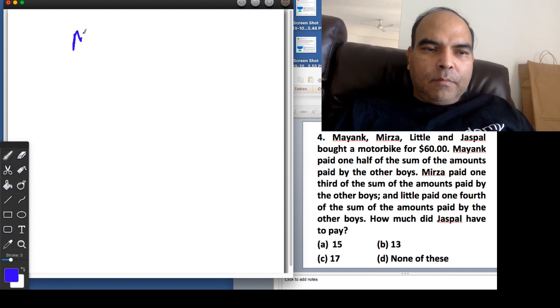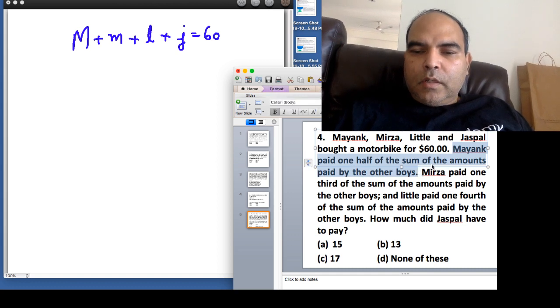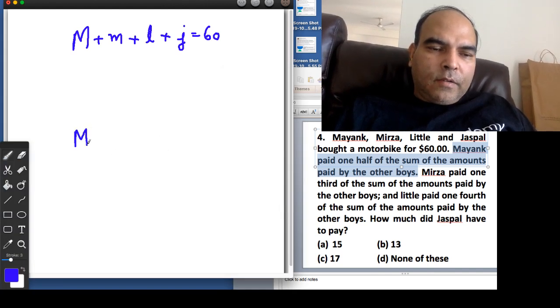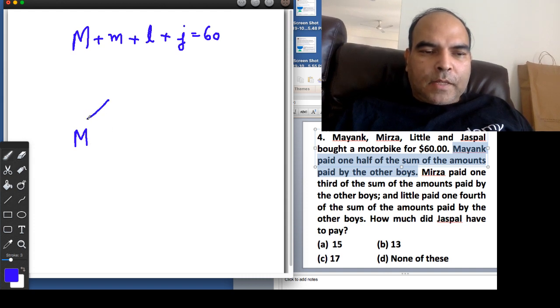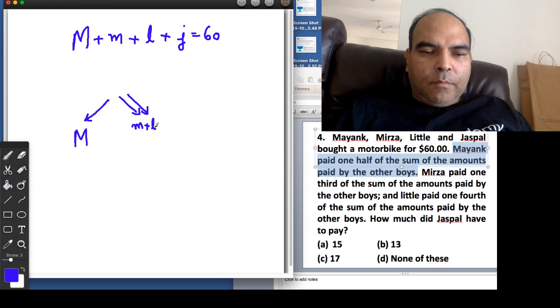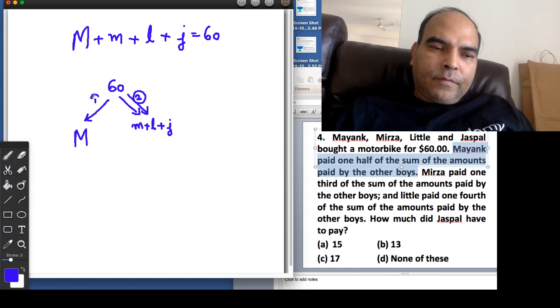The starting point will remain the same. Mayank plus Mirza plus Little plus Jaspal is equal to 60. But when you read this statement, that Mayank paid one half of the sum of the amounts paid by the other boys, your reaction should be: if Mayank pays half of what the other boys, Mirza plus Little plus Jaspal, pay, this means that the $60 is going to get divided into two parts here and one part here. That means Mayank is paying $20 and Mirza, Little plus Jaspal are paying $40.